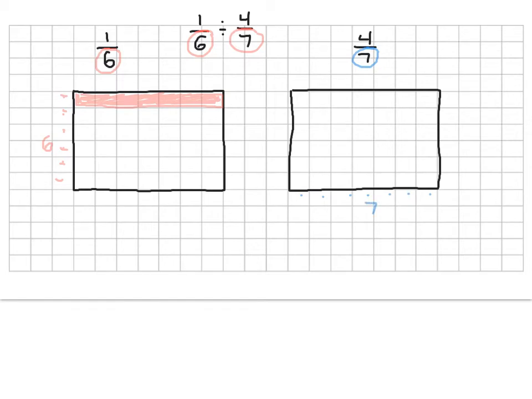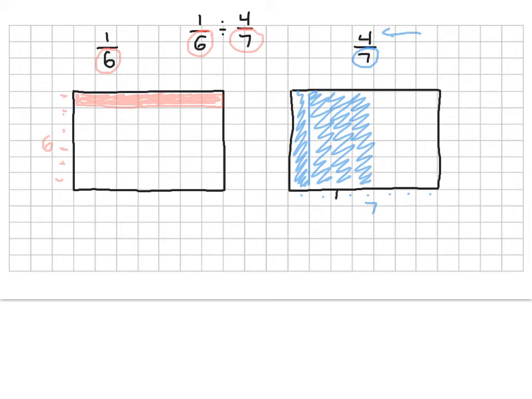Now let's take note, that is 7 columns because it's going up and down. And the numerator says I should shade 4 columns. So here's one column. Here's the second column. Here's the third column. And here's the fourth column. So that means 4/7.